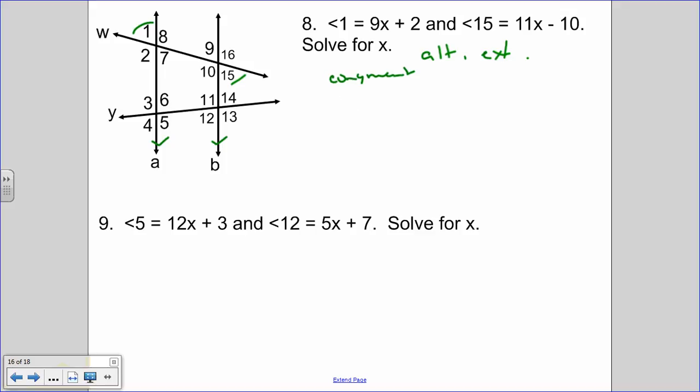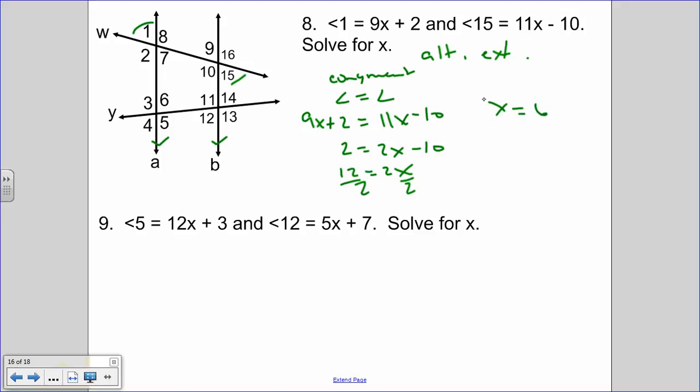So we're going to set up an equation, angle equals angle, to solve for x. So I would write 9x plus 2 equals 11x minus 10. The first thing I would do is take little brother 9x to join big brother 11x by subtracting 9x from both sides. I would get 2 equals 2x minus 10. Then I would add 10 to both sides, which would give me 12 equals 2x. Then divide both sides by 2, so x is equal to 6.